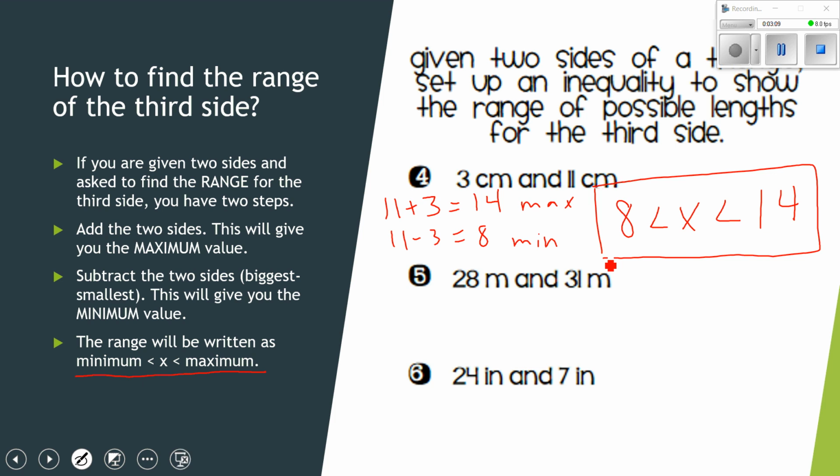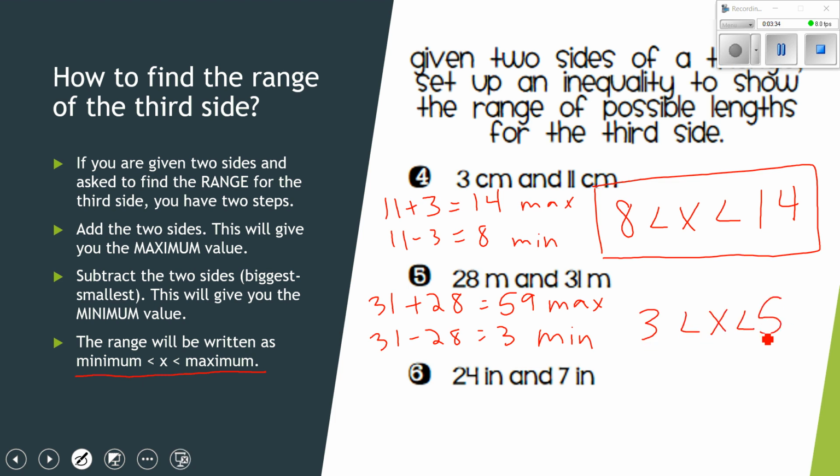Let's try it again with number 5. First step, add those 2 numbers up. 31 plus 28, that's going to equal 59. This is going to be my maximum. Second step, biggest minus smallest, 31 minus 28, and that equals 3. That's my minimum. And then remember, my range starts with the smallest, so it starts with 3, less than x, less than 59.